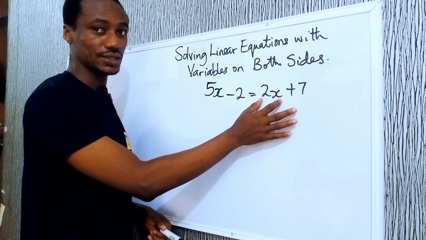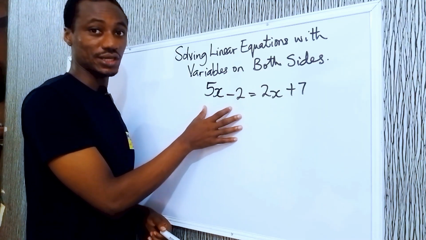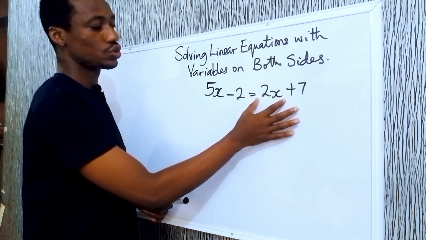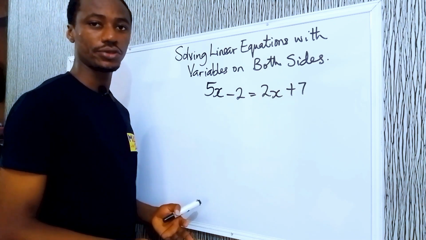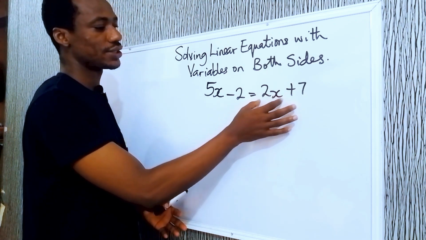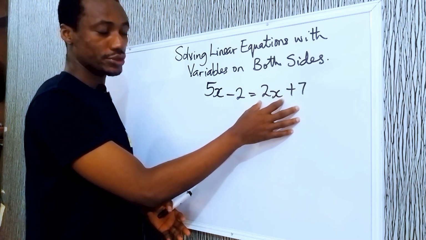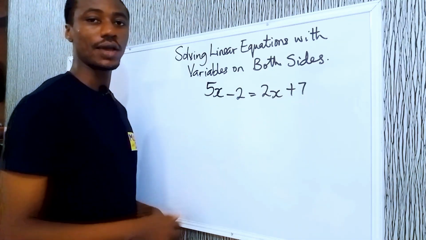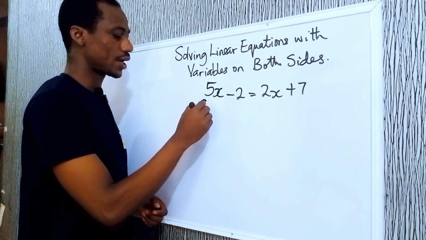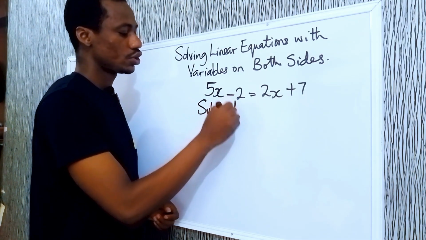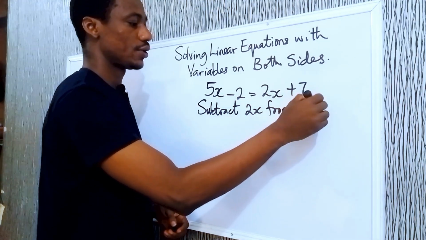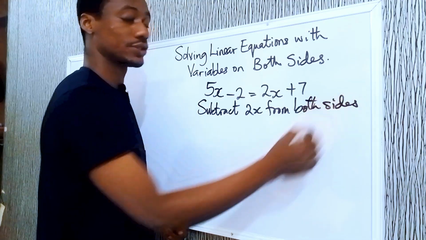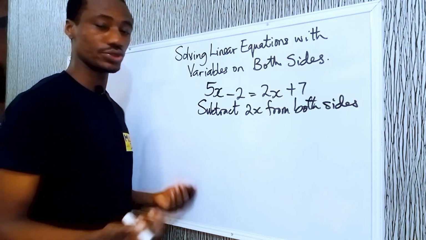We have 2x on this side. We want to bring it to the left hand side. This 2x is positive. Because it's positive, we're going to subtract it from both sides. When we subtract this 2x from both sides, it will no longer appear here. So let's subtract 2x from both sides. And remember why we're doing it to both sides: so that the equation remains balanced.